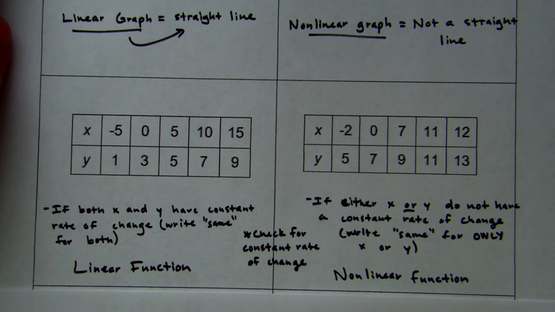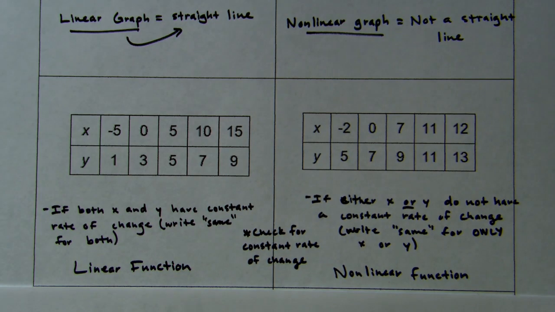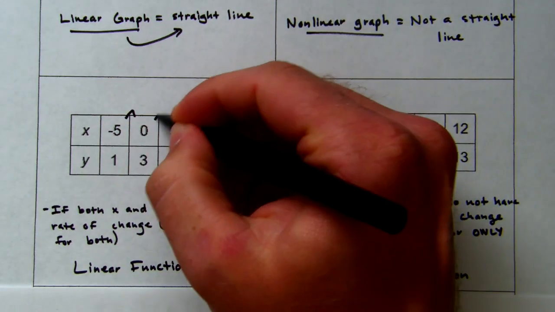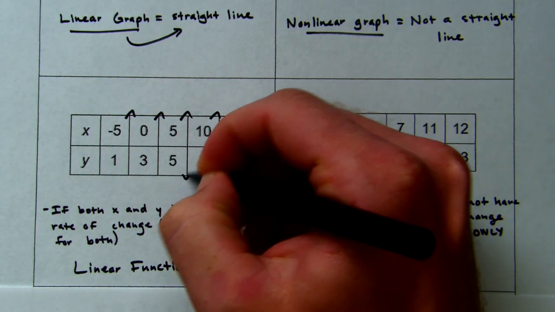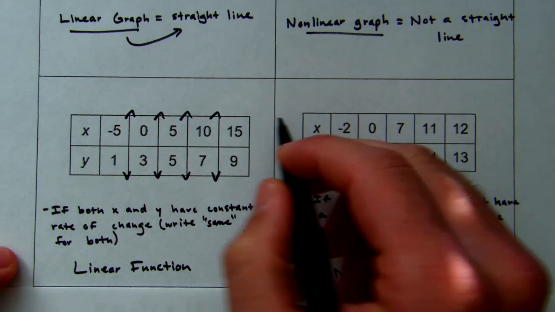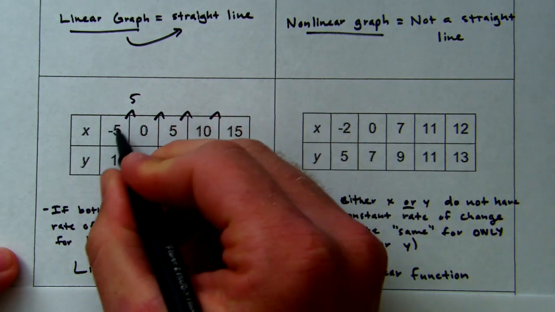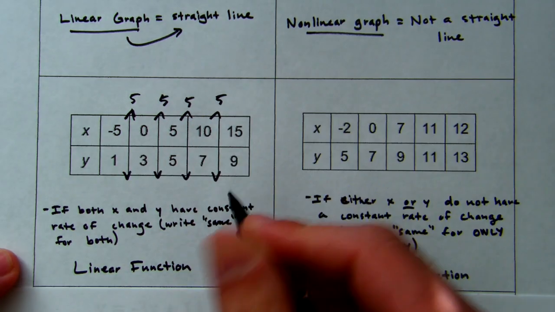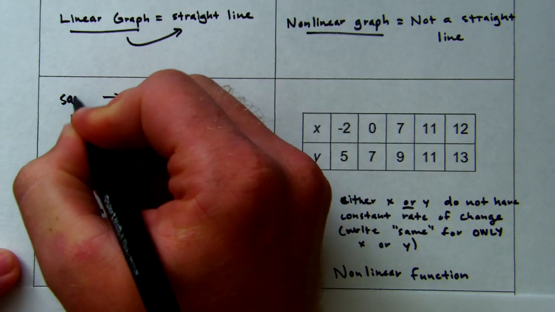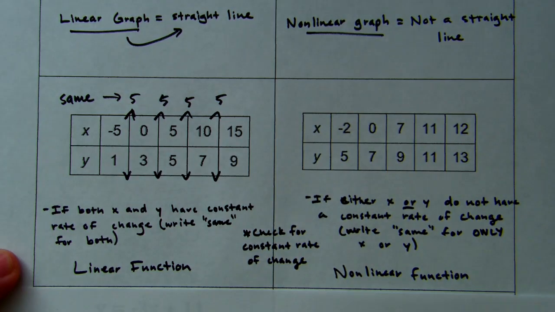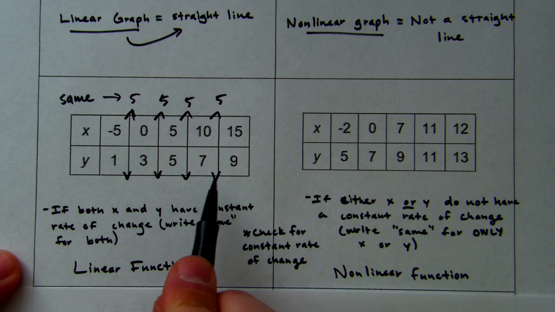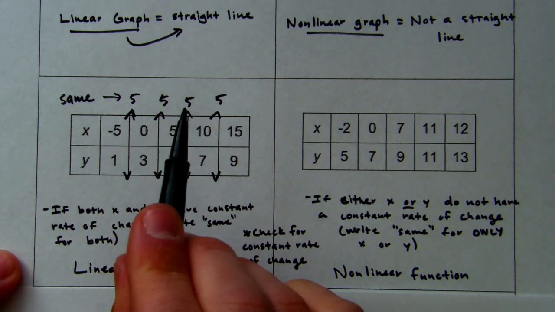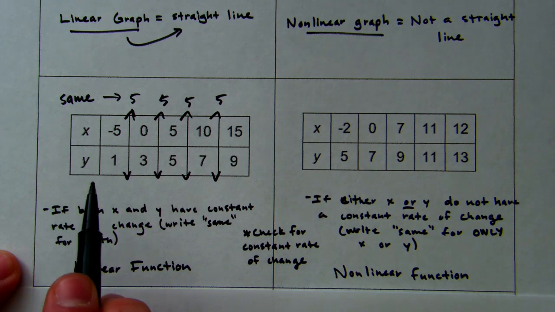Now, if we are finding if a table is linear, what we have to do is check for constant rate of change, meaning we have to check the difference between our x values and our y values. So let's start on this one. The difference between these, we draw our little caret here, and we find the difference. 5, 5, 5. Okay, perfect. These are all a constant rate of change, meaning they are the same. Now, for it to be linear, both x and y have to have a constant rate of change. They can be different numbers, but we have to write same twice.